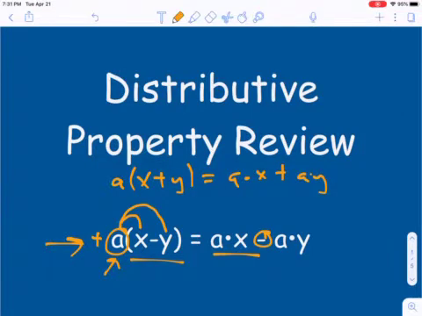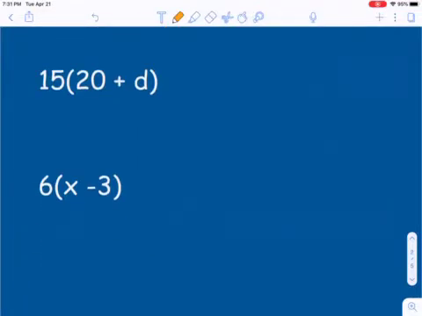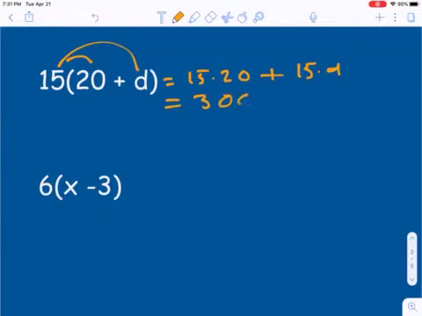All right, so let's look at some specific examples. Here we've got 15 times the quantity 20 plus d. We're going to distribute this 15 by multiplying it by both of the terms. So you're going to have 15 times 20 plus 15 times d. 15 times 20 is 300, and 15 times d is 15d.